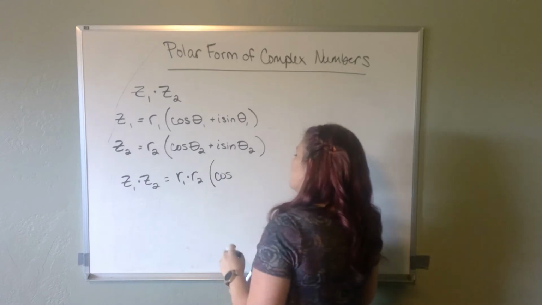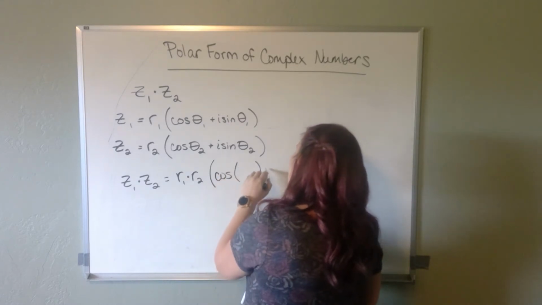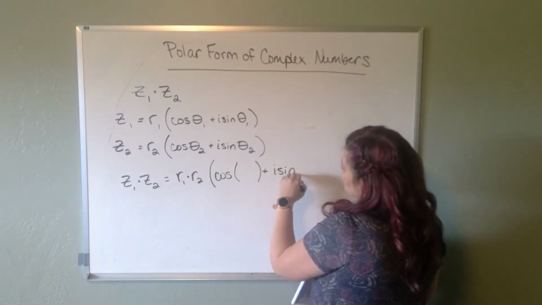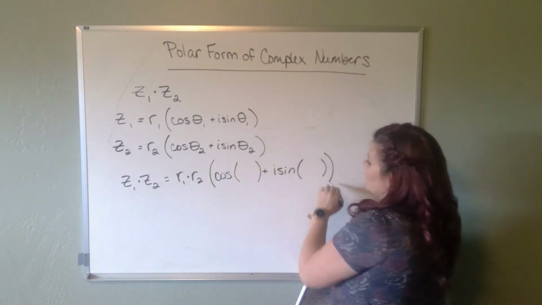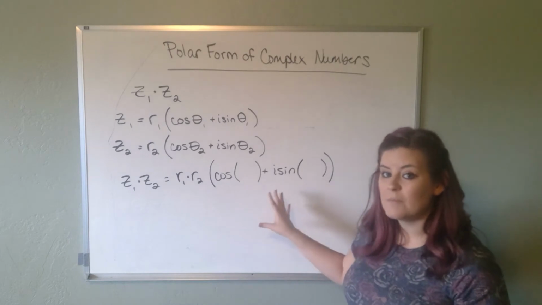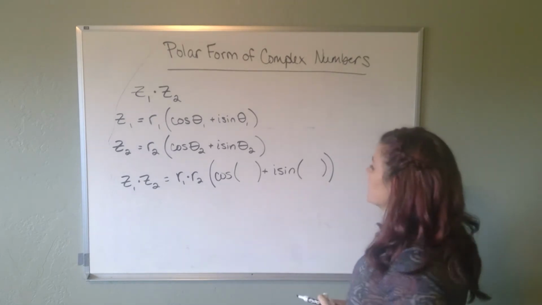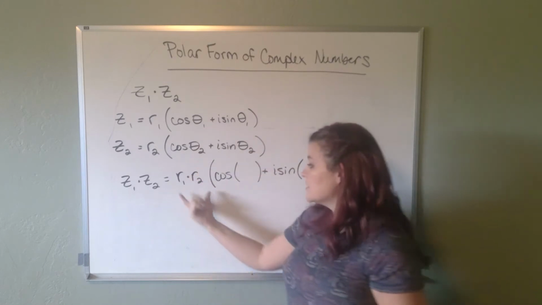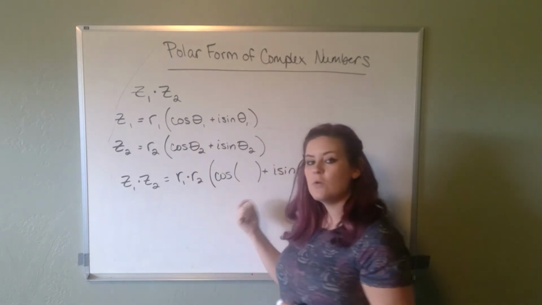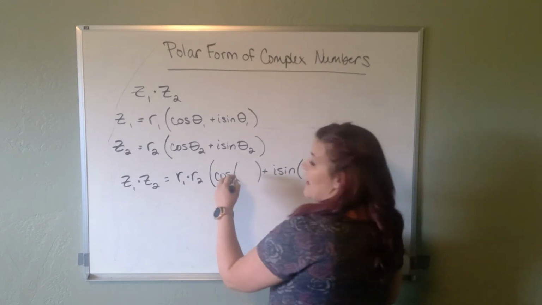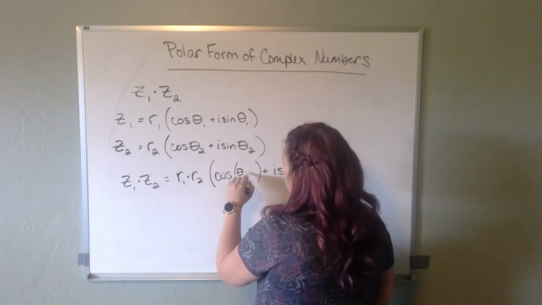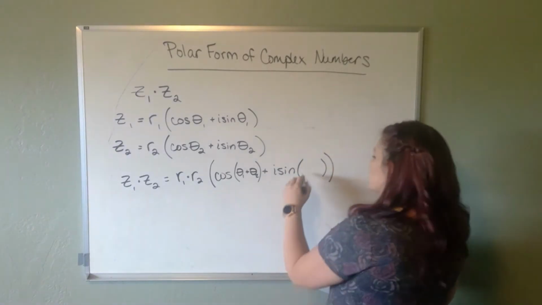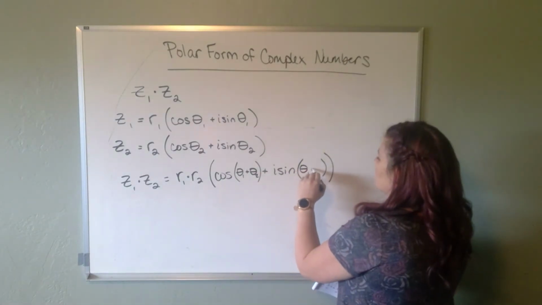In here, I need to find my new theta. Notice I'm leaving the same form because it's still going to be in complex polar form. But it's not going to be theta 1 times theta 2. So we did multiply the r's, but you don't multiply the thetas. You actually add the thetas. So it'll be cosine of theta 1 plus theta 2 plus i sine of theta 1 plus theta 2.